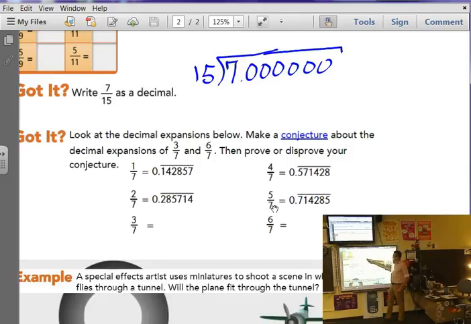So how many 15s fit in a 7? None. Go ahead and start your 0 with the decimal. Then, Ashley, can you help me out a little bit? How many 15s fit into 70? So you can count up by 15s. Yeah, 4 of them, which gives me 60. I get a remainder of 10, so I can drop the 0 and make that 100. Monica, how many 15s in 100?